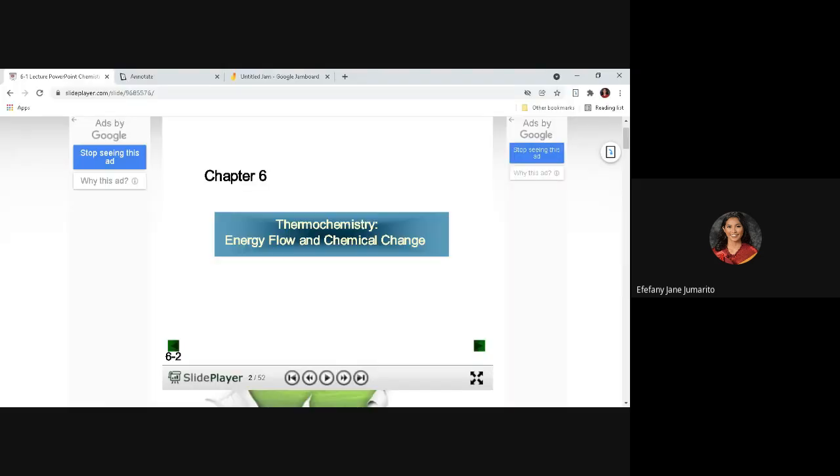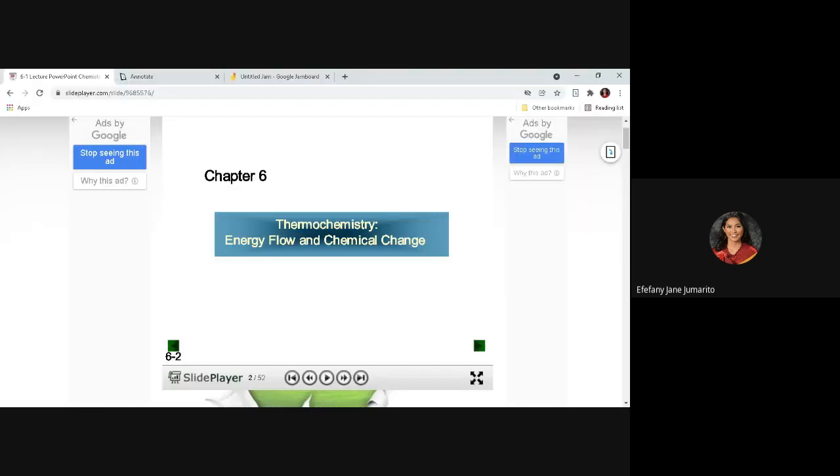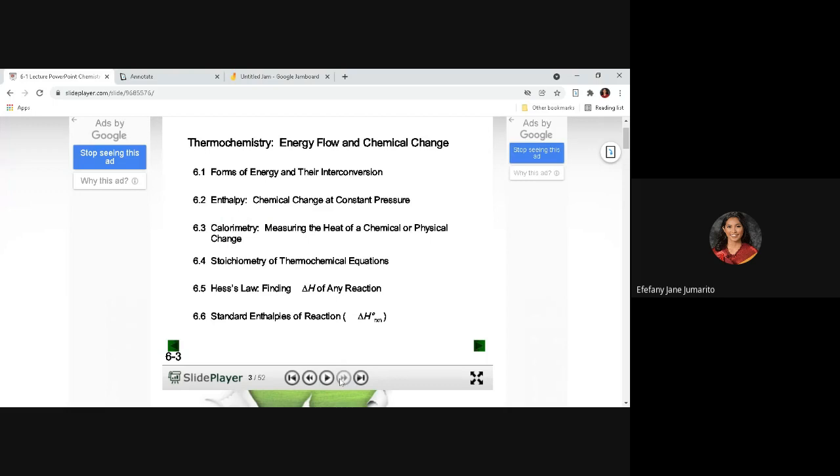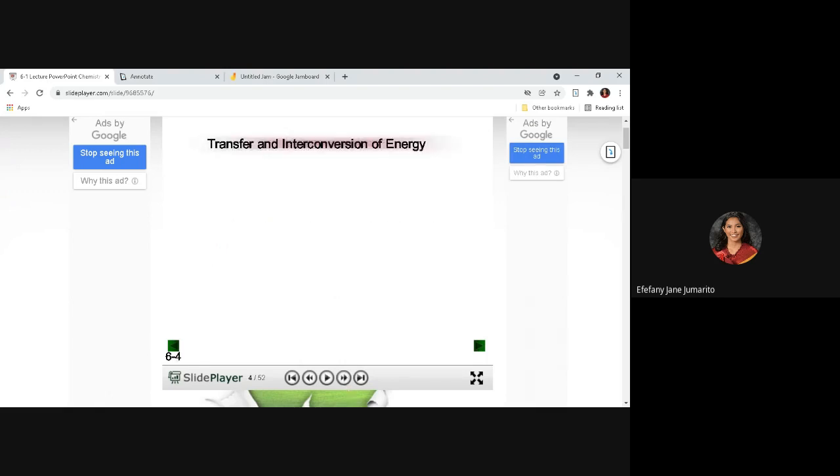So, okay, we are in chapter 6. We'll go back to it, but we will go to chapter 20 after this one. So, chapter 6 covers thermochemistry, energy flow, and chemical change. We have enthalpy, stoichiometry, Hess's law, and standard enthalpies of reaction.